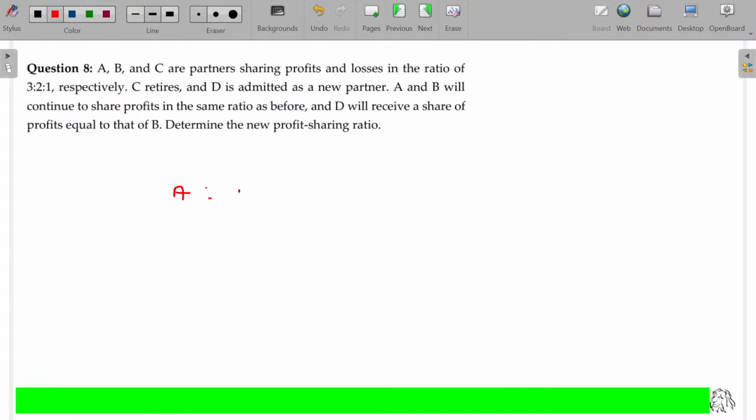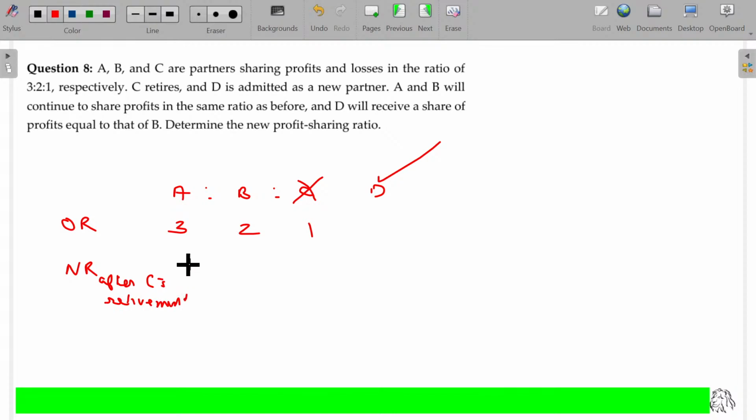So A, B, C and D. Old ratio being 3:2:1. It was an interesting illustration I saw in the question, so I immediately added it to the new book. Not given in your existing text, right? C is retiring and D is incoming. After the retirement of C, A and B will continue to share the old ratio. What's that? 3:2. C has gone out.